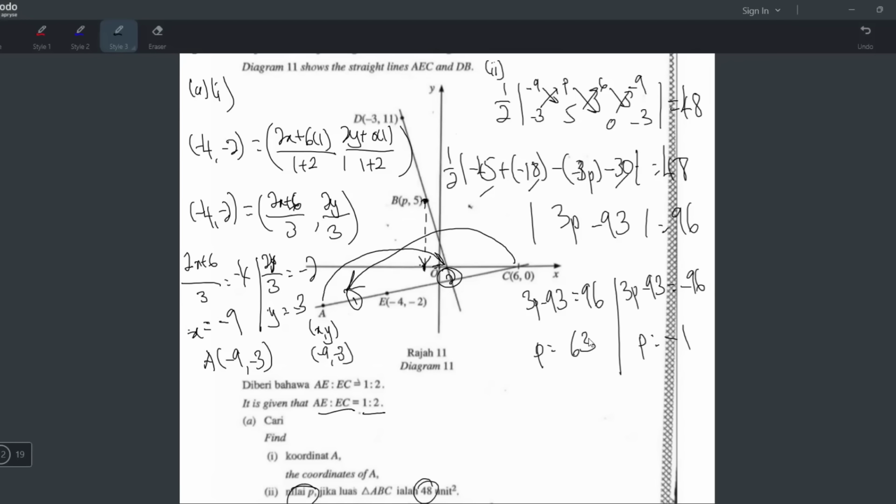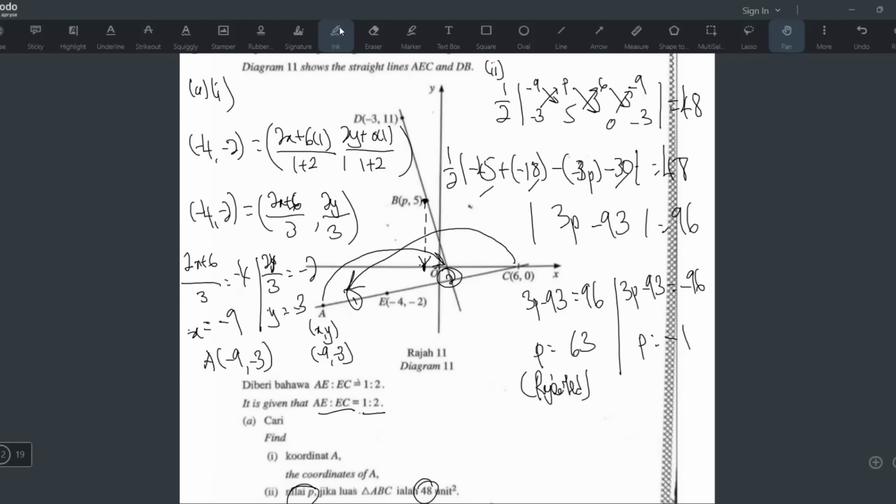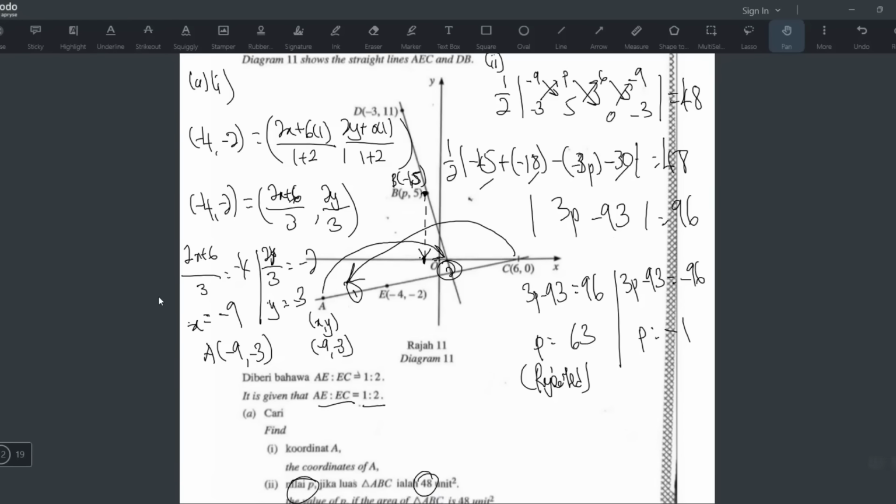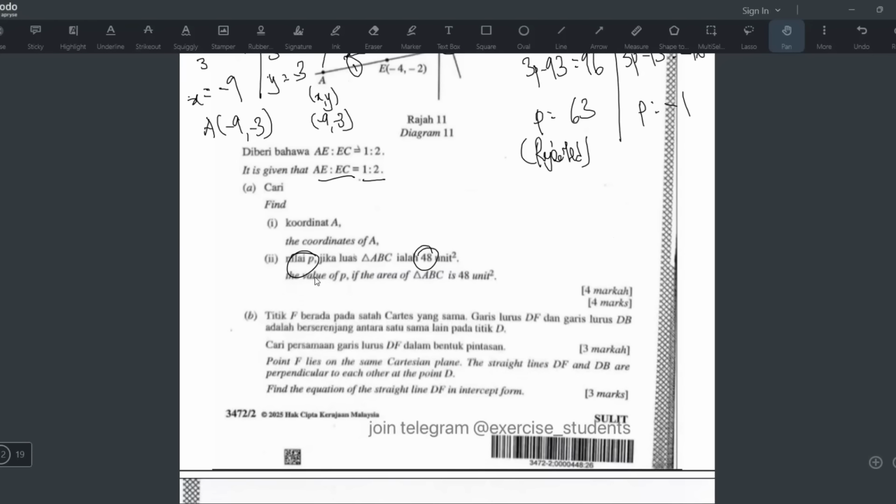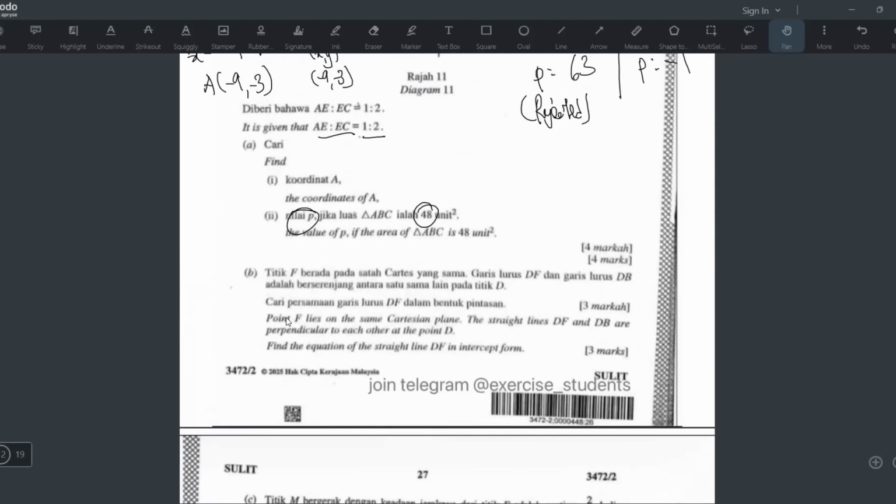So tak logic kalau P63, right? So this has to be rejected. So the only answer that makes sense here is negative 1. And since we know that, we will write it here also, negative 1, 5, because you might use it for the next question later. Okay. Alright, so that's how you do question 2. That's all. Okay, ada lagi part B.